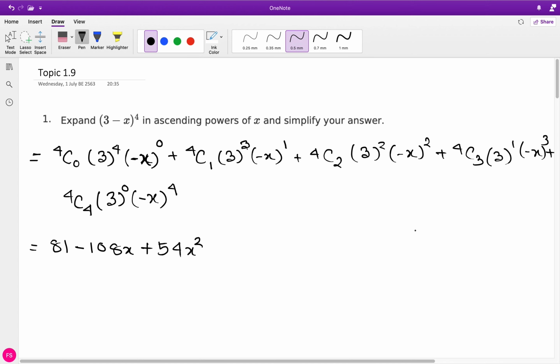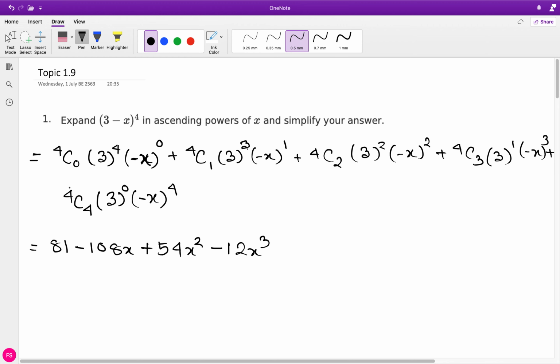Then 4c3 will give me 4. 4 times 3 is just 12. But what about the sign? The sign, this is negative, and the power is odd. That means negative x times negative x times negative x will give you negative x to the power of 3. Okay, so be careful with the signs. This will give me negative x to the power of 3, and the number was 12. I'm going to write negative 12x to the power of 3.